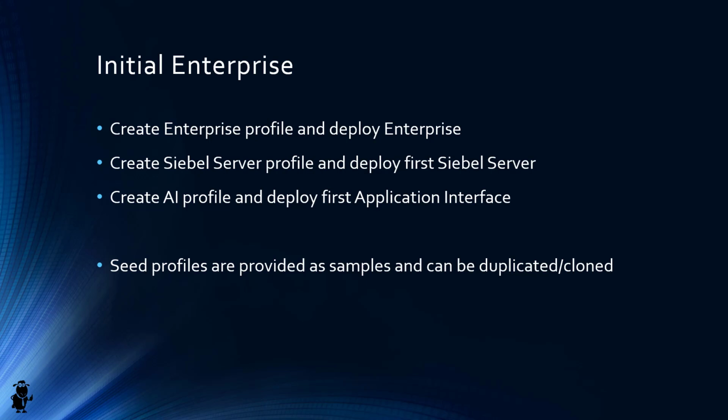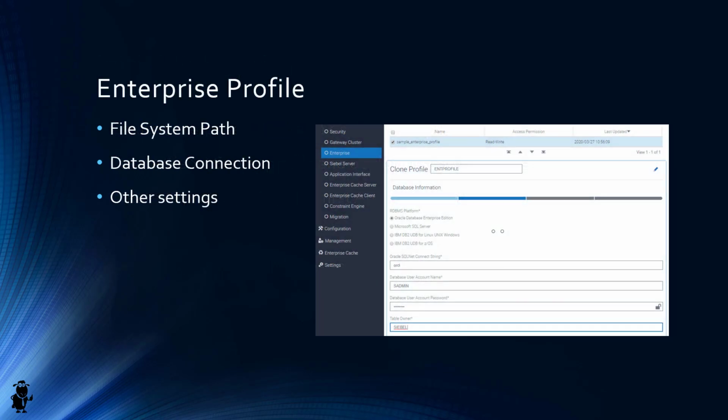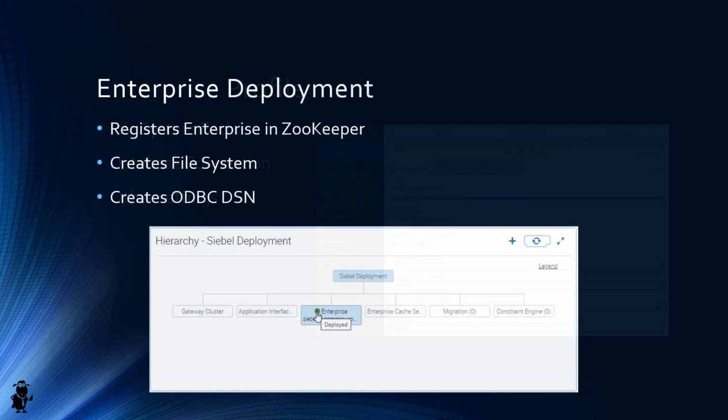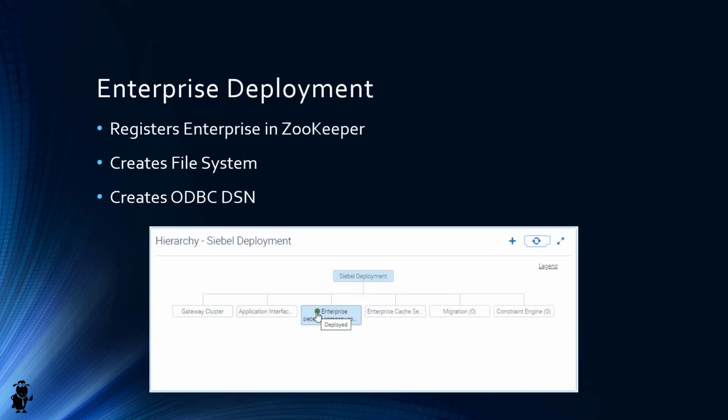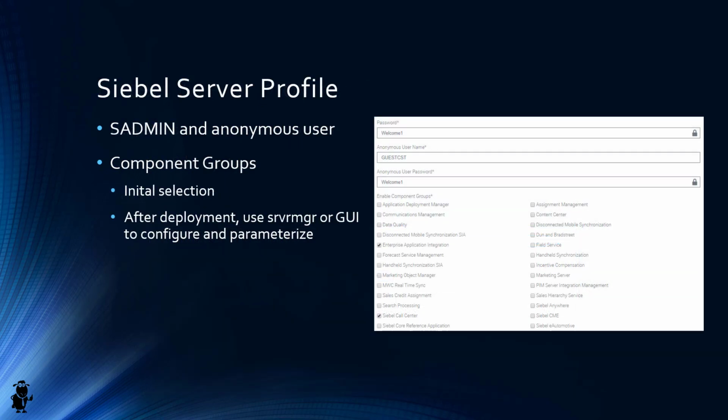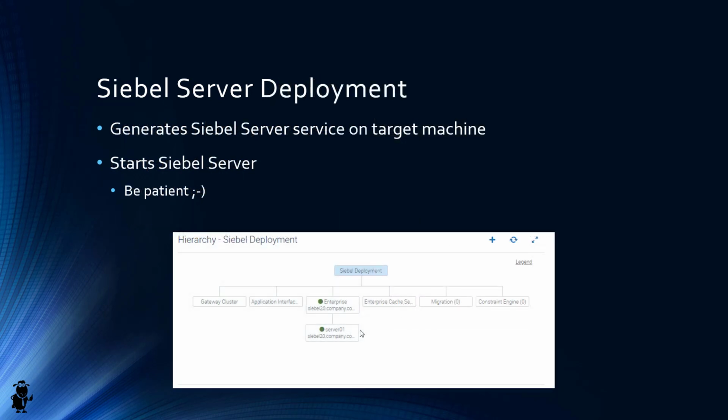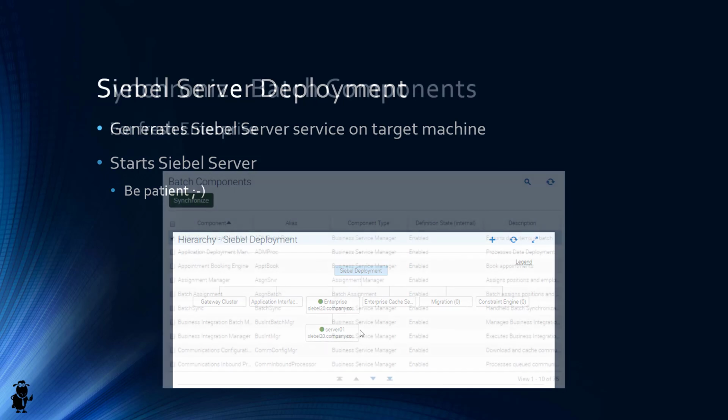And we will use the usual process of starting with an enterprise profile, deploying that, creating a Siebel server profile, etc. So here's the enterprise profile in the SMC, and once that's deployed, we'll see the successful deployment of the Siebel enterprise. We will create a server profile and deploy it and see the successful deployment of a Siebel server. So all the object managers are now up and running.